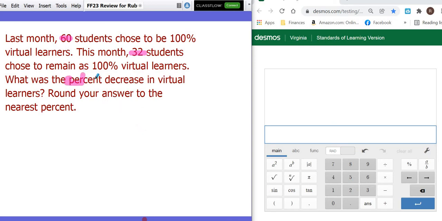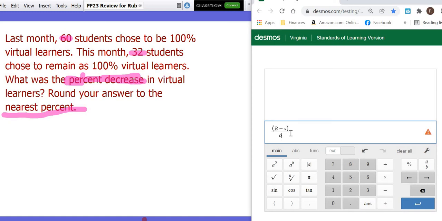What was the percent decrease in virtual learners, and round to the nearest percent? So we're going to come over here. Whenever we see something that says percent increase, percent decrease, or percent change, we know that we have to use this formula. And this is just the setup. And then we're going to figure out how to get our answer. But first things first, this is the setup, so you need to know that.